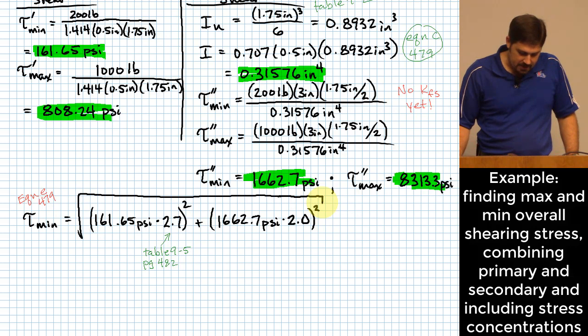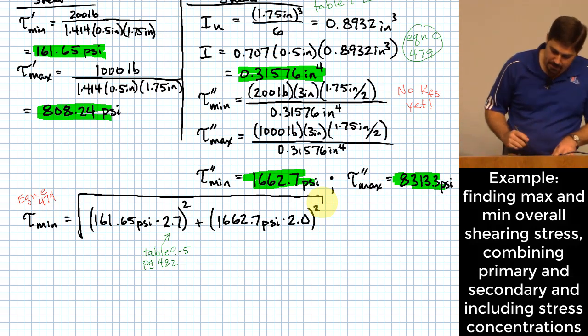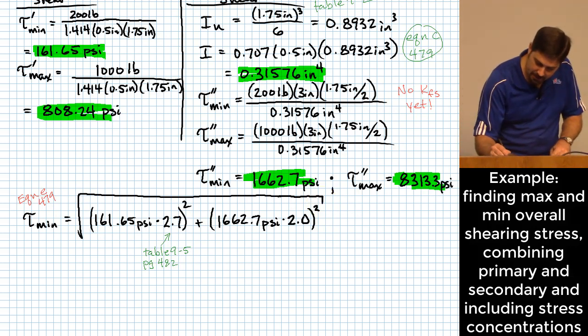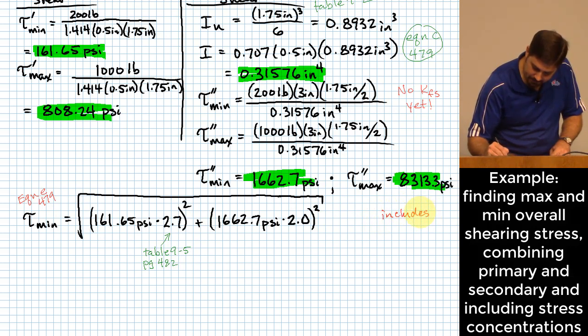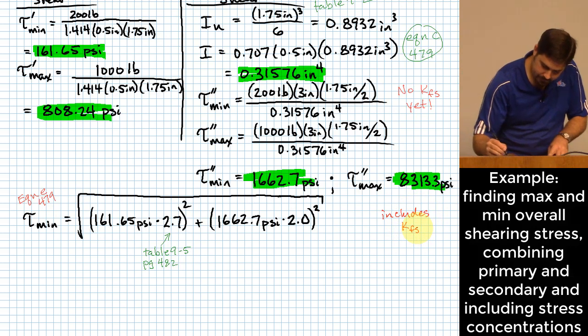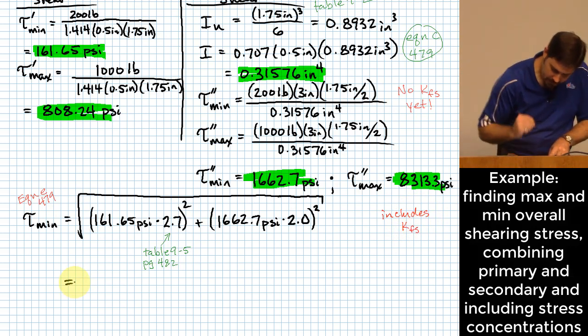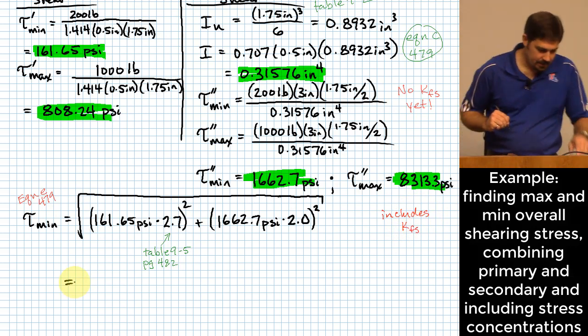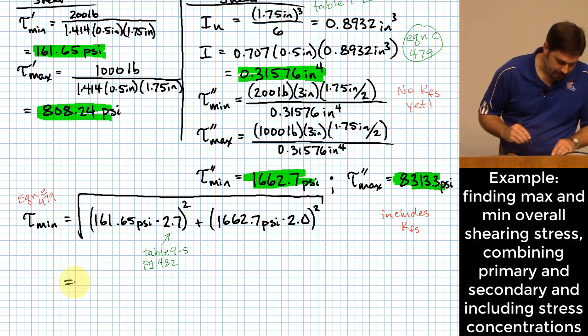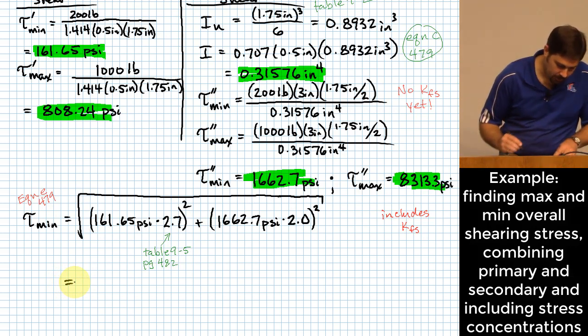All right, so this is what my minimum stress is going to be, and now this does include K sub Fs. Okay, and so we'll go ahead and calculate that. It'll be 3.354 KSI.